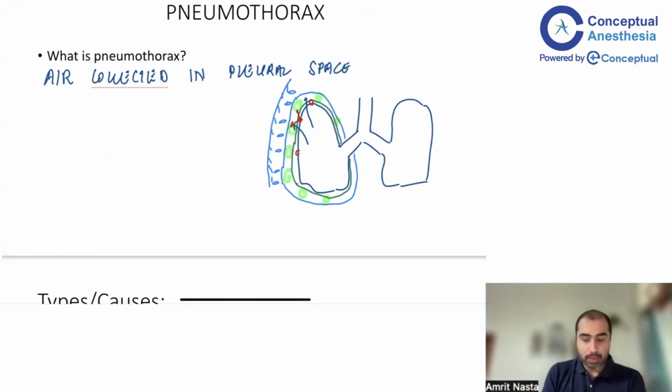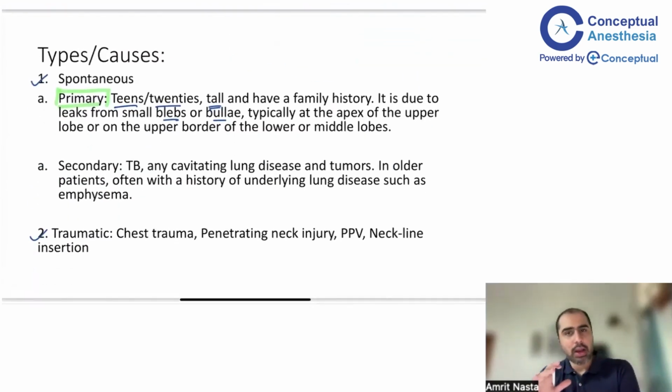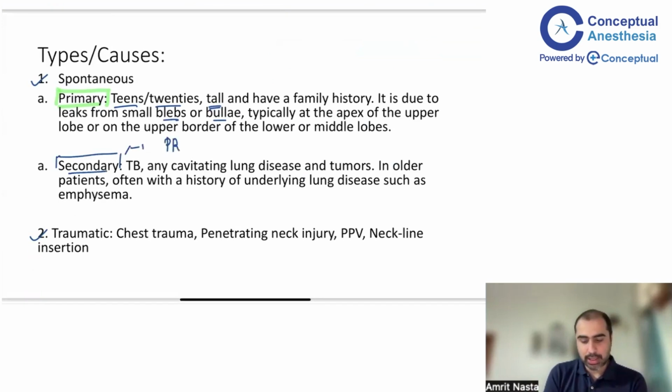This is called a primary spontaneous pneumothorax. So young, tall, lanky males with Marfan syndrome, they are the ones who will get this. The other is called as secondary spontaneous pneumothorax. This is easy to understand. Secondary means there should be a pre-existing lung disease. Okay, there should be a pre-existing lung disease.